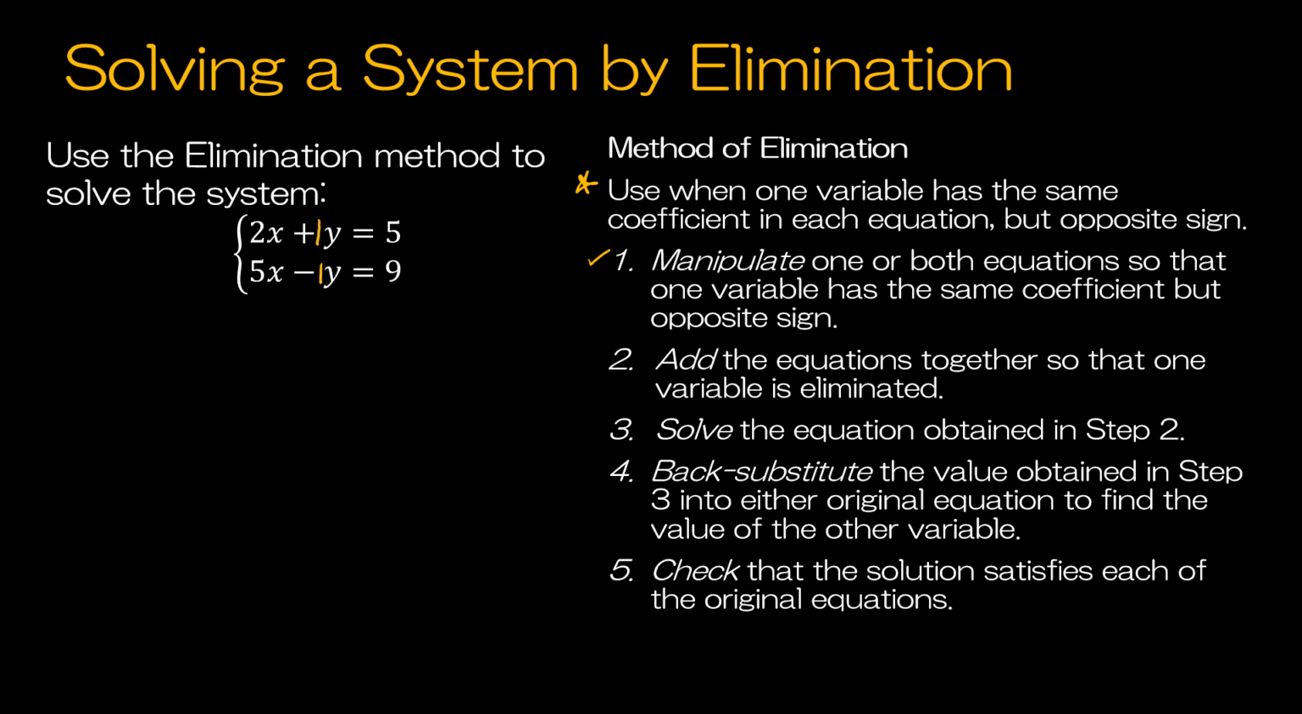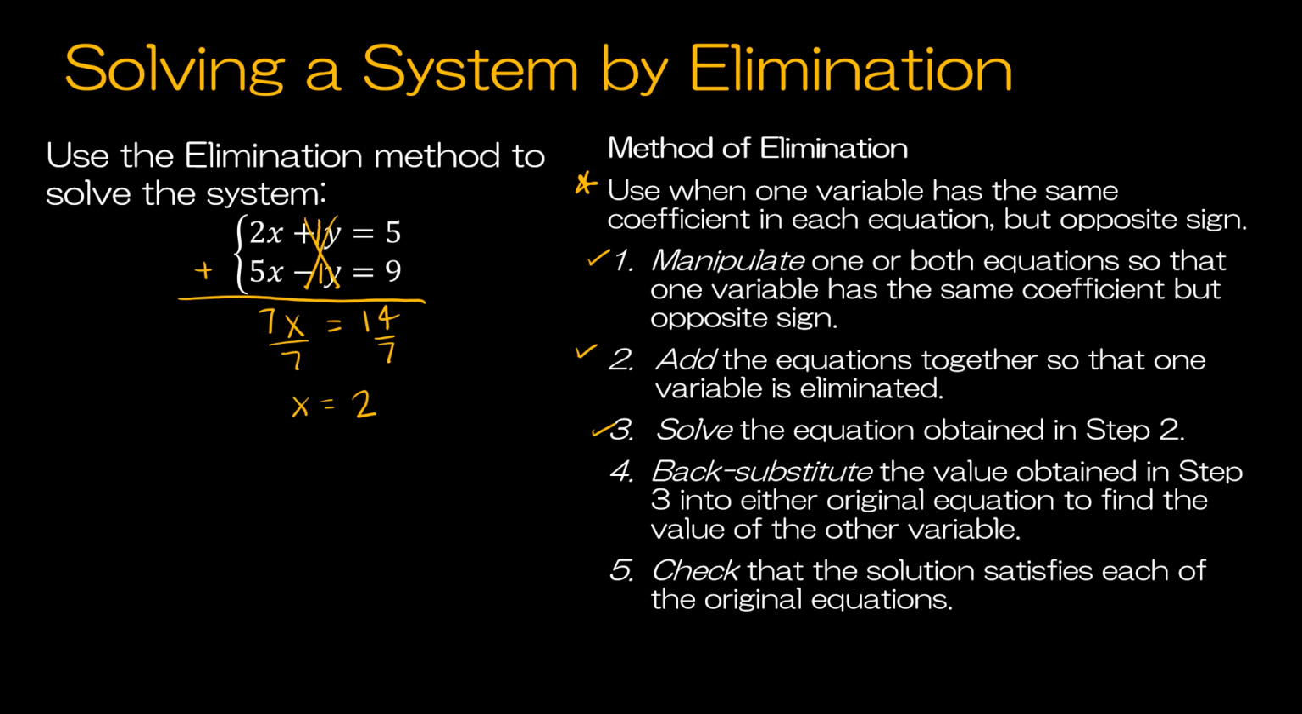Step 2 says add the equations together so that one variable is eliminated. 2x plus 5x is 7x. 1y plus negative 1y eliminates, and that's why it's called elimination. And then 5 plus 9 is 14. Then I'm simply going to solve that equation obtained in step 2. So divide by 7, get x is equal to 2.